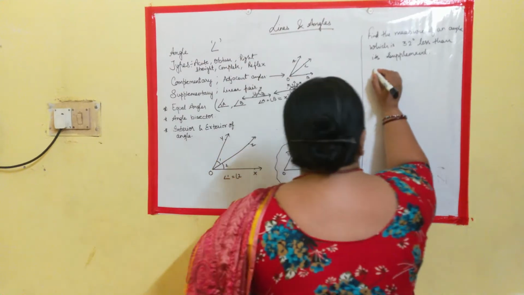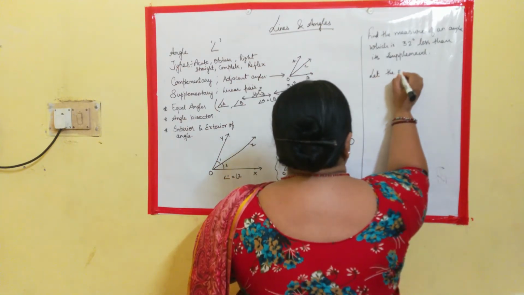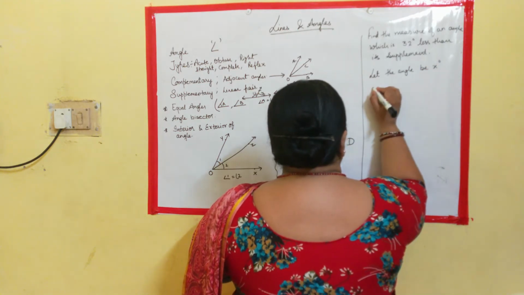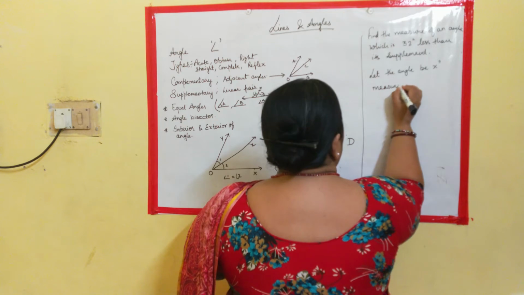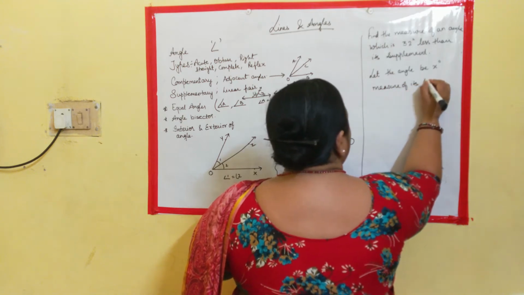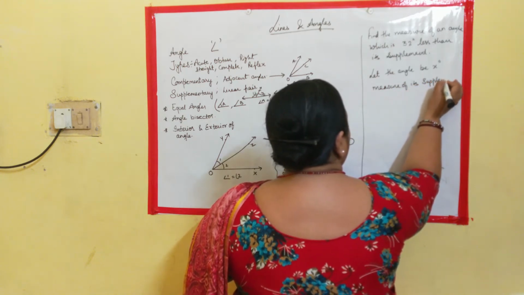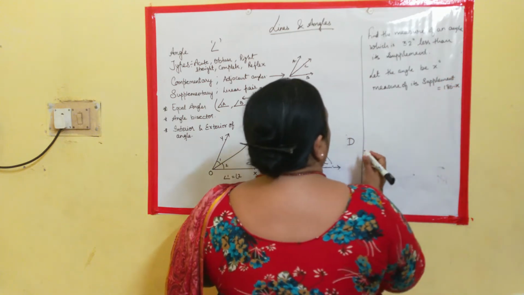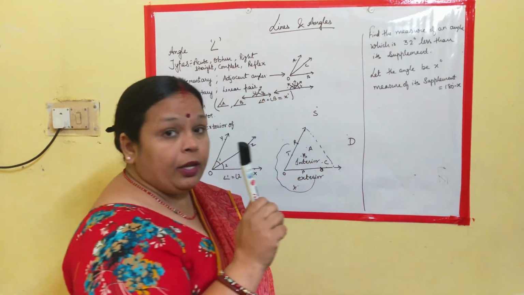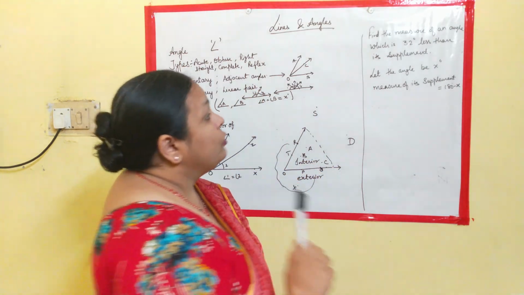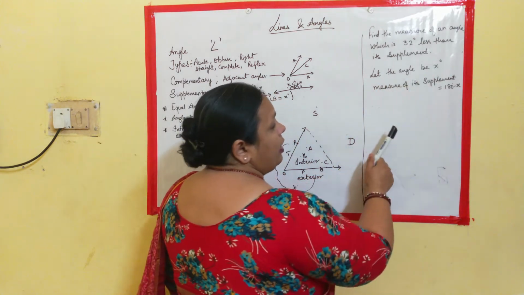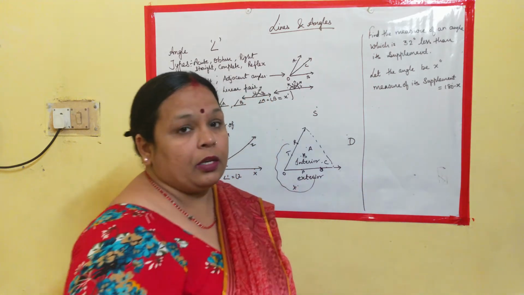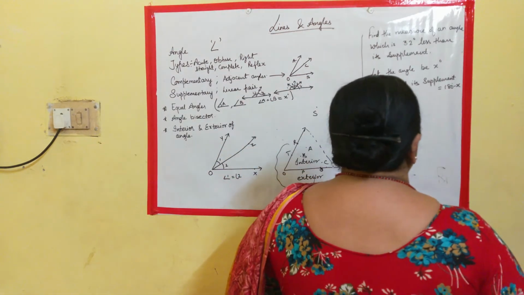The first step is, let the angle be X degrees. Then the measure of its supplement is equal to 180 minus X, as supplement means the sum of two angles is equal to 180. So, if one angle is X, the supplement of that angle will be 180 minus X. Clear? Now, what next to proceed with?